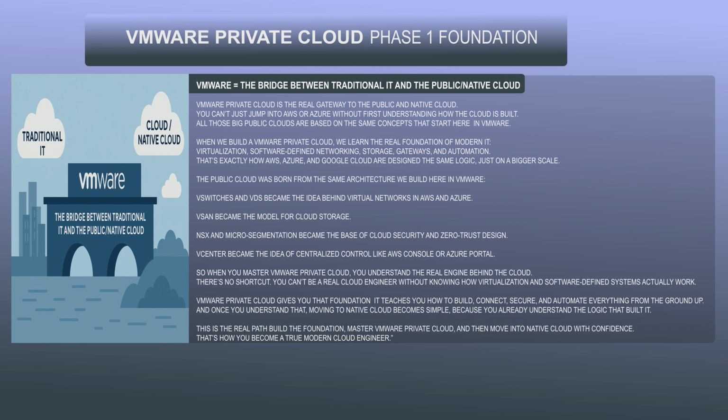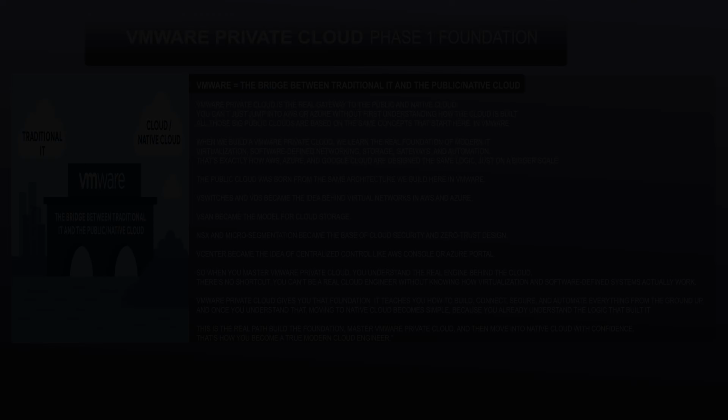VMware Private Cloud gives you that foundation. It teaches you how to build, connect, secure, and automate everything from the ground up. And once you understand that, moving to the native cloud becomes simple, because you already understand the logic that built it. This is the real path. Build the foundation, master VMware Private Cloud, and then move into native cloud with confidence. That's how you become a true modern cloud engineer.